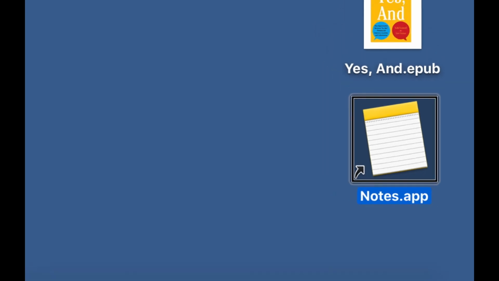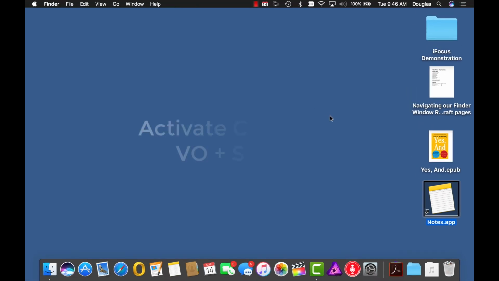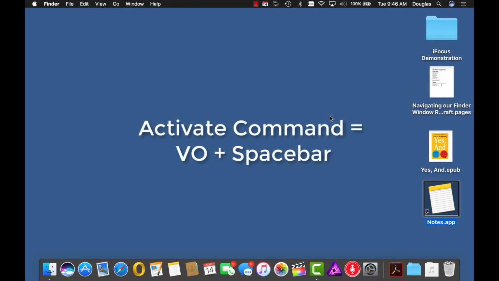Okay, before we move back through our desktop, how about we check out a couple of really useful commands here. Now, we mentioned that we're currently on our Notes app, and let's say that we would like to open or activate it. Well, our command for opening or activating any item is our VO keys plus our spacebar. So to open our Notes app, or like we said, any of the other items on our desktop, we would just hold down our VO keys, and then we just tap our spacebar.